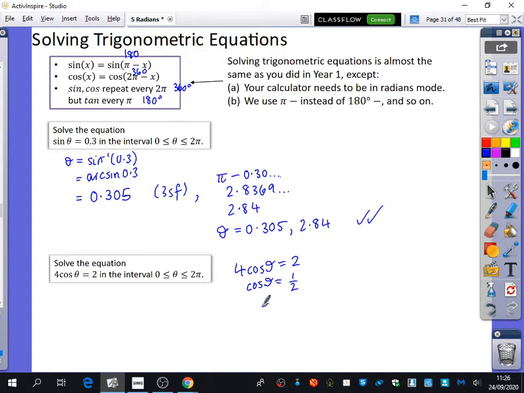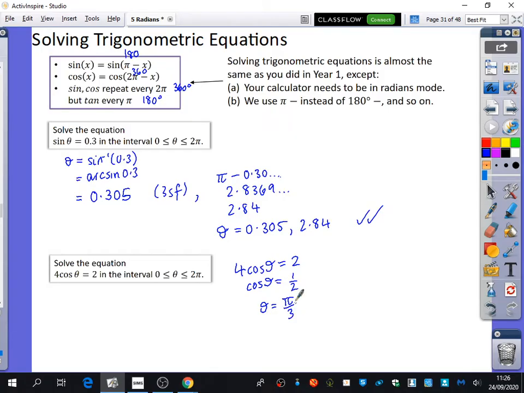And so now, theta is going to be the inverse cos of a half, but I don't want to use a calculator, because this is something you should know, what the inverse cos of a half is. Think, what angle of cos gives a half? Pi over 3, it's 60. Okay, 60 degrees, so it's going to be pi over 3.